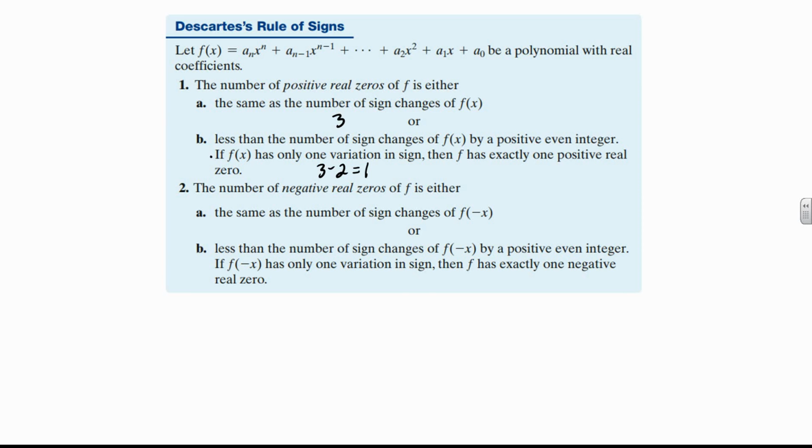So the number of negative real zeros of f is either the same as the number of sign changes if you plug in negative x for x, and if the signs go from positive to negative, that's a sign change. If they go from negative to positive, that's a sign change. If all the signs in front of the variables, the coefficients, are all positive, there's no sign change. If they're all negative, no sign change. Again, I'll show you an example.